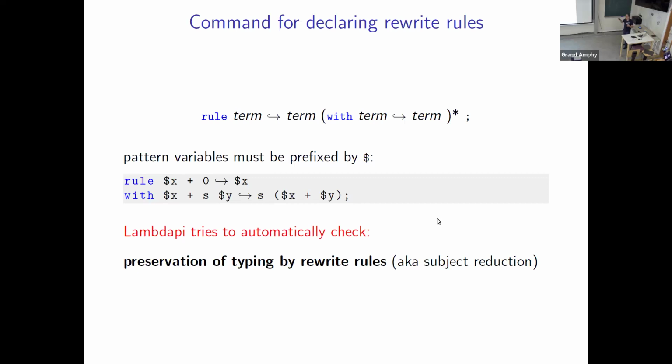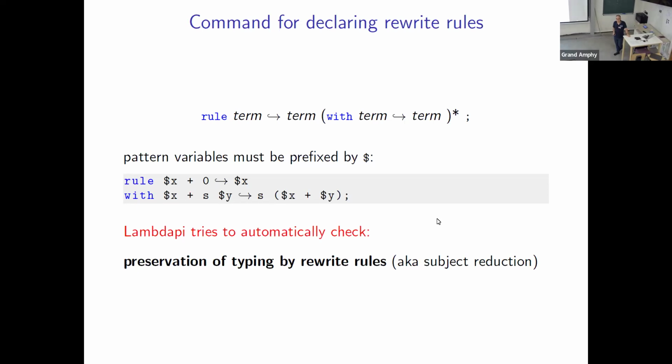And this is exactly what I wanted to say. The second command you have is to add rewrite rules. The rewrite rules have a left-hand side and a right-hand side. For instance, you can define the plus symbol that you have declared before by adding rules. You say x plus 0 reduces to x, and x plus S of y reduces to S of x plus y.